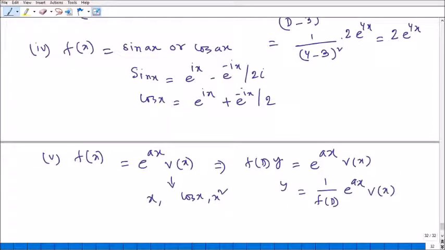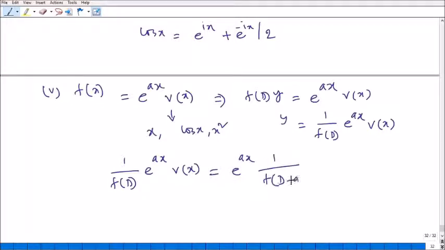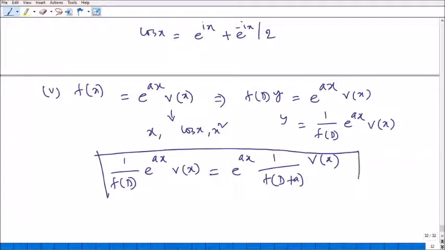So the formula is written as 1 by f of D operating on e to the power ax v of x is equal to e to the power ax, 1 by f of D plus a, operating on v of x. So this is called the exponential shift rule.